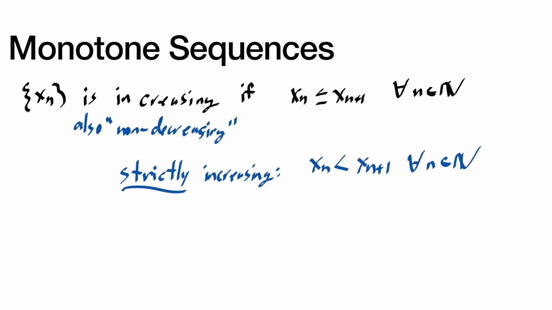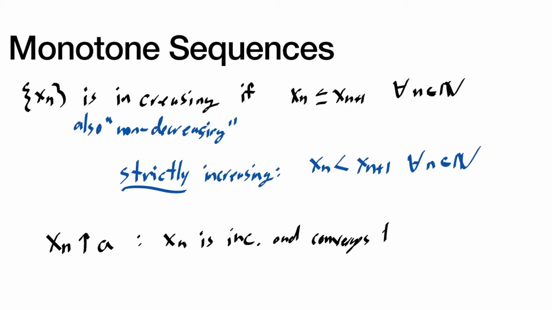One other bit of notation that this textbook really likes, that I haven't really used a lot before, but I think I like it as well. It says xn, and then they'll put an up arrow A, and what that means is that xn is increasing and converges to A. So this means that it's an increasing sequence and converging to A at the same time. And that ends up being really nice, because once we have these two properties together, then we know a lot of things about the sequence.